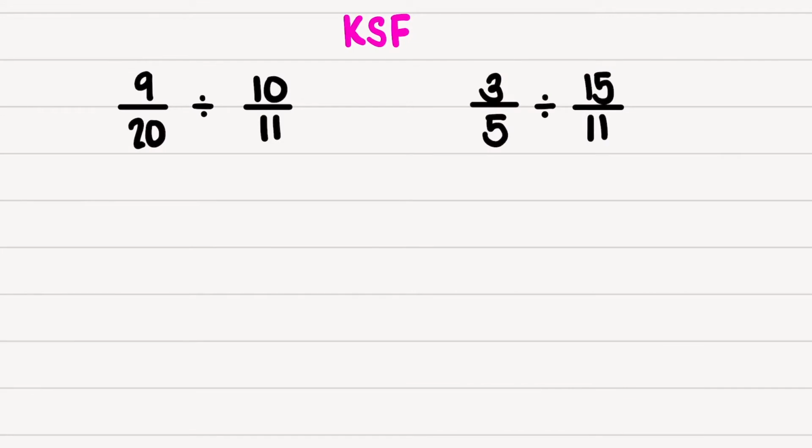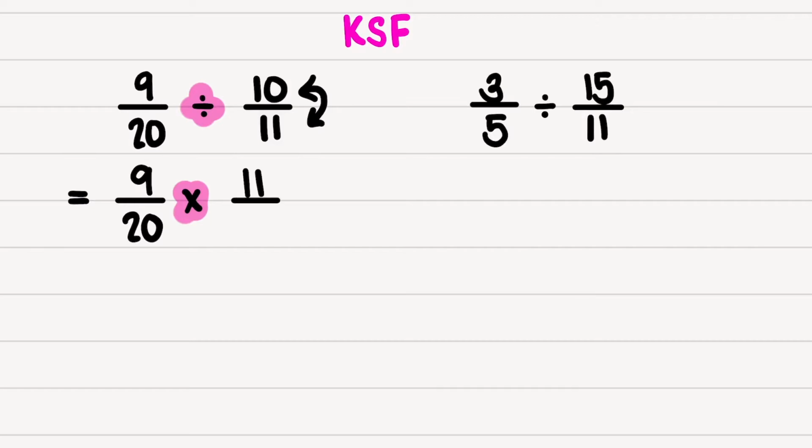All right, if we look at the next example, we have 9 over 20 divided by 10 over 11. So I'm going to keep, switch, flip. I'm going to keep the first fraction the same. So 9 over 20 stays the same. I'm going to switch the division sign to a multiplication sign. So that changes to multiplication. And then I'm going to flip the fraction after the division sign around, so instead of 10 over 11, it'll become 11 over 10.